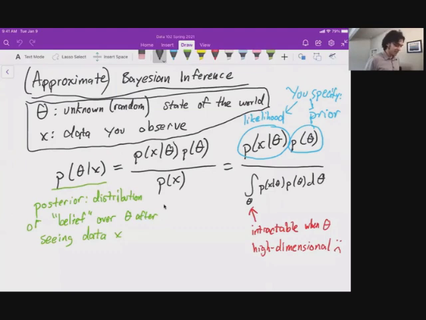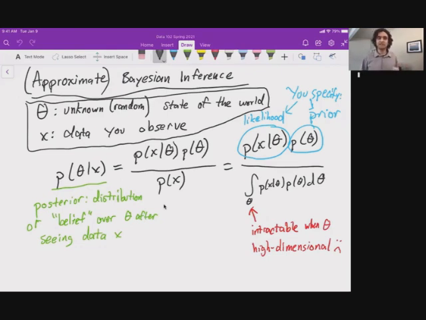So to refresh our memory on the math of it all, we have this setup where we have some theta that represents the unknown state of the world, and x that represents data you observe. Sometimes we've seen other variables used for those things, but it's important conceptually to think about what is the data I'm observing, and what is the thing I want to know? What is the theta? What is the random state of the world that I actually care about?